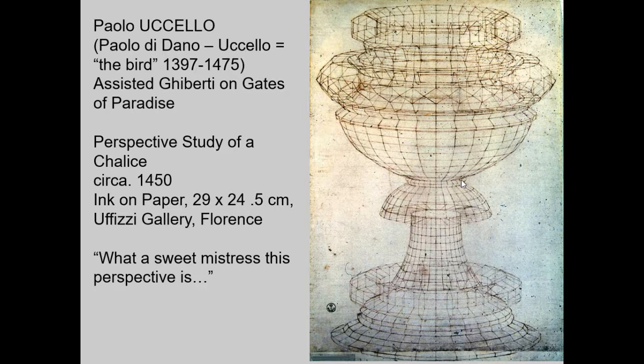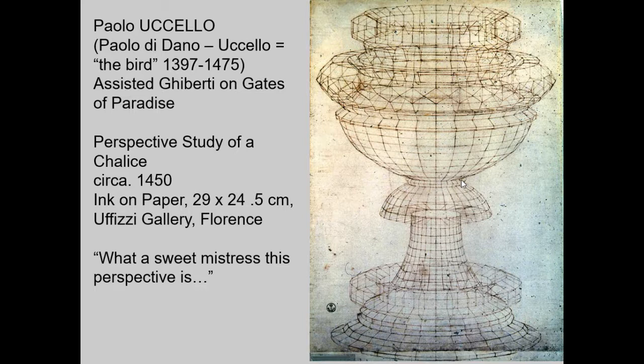Uccello is an artist who was almost obsessed with perspective, and you can see that here in this drawing. This is a drawing that would have been used later as a guide for a painting simply of a goblet, and you can see that he has rendered every curve, every contour in perfect perspective. It almost looks like a rendering done by scanning with a computer.